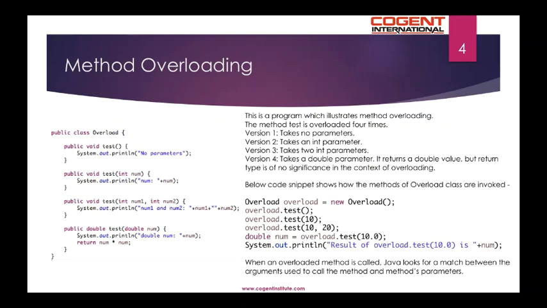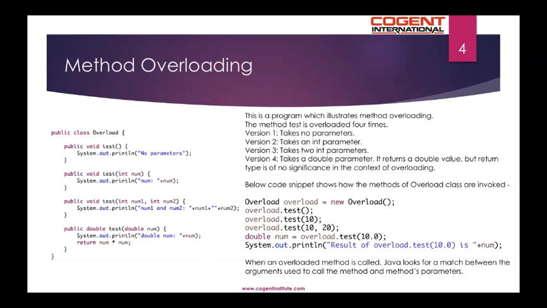So this is a program which illustrates method overloading. The method test is overloaded 4 times. Version 1 takes no parameters. Version 2 takes an int parameter. Version 3 takes 2 int parameters. Version 4 takes a double parameter.